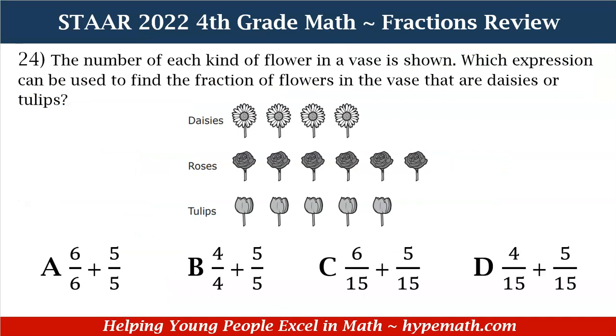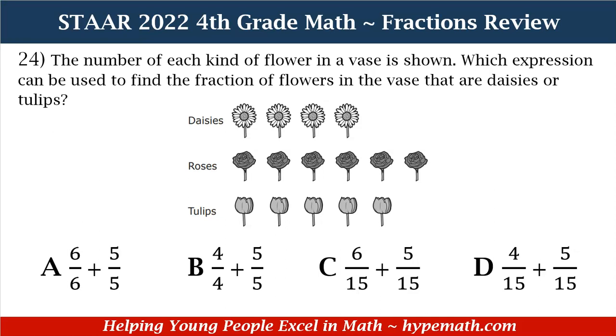Now let's move to question number 24. The number of each kind of flowers in a vase is shown. Which expression can be used to find the fraction of flowers in the vase that are daisies or tulips? And let's look at our picture. We see that we have 1, 2, 3, 4 daisies, 1, 2, 3, 4, 5, 6 roses, 1, 2, 3, 4, 5 tulips. So 4 daisies, 6 roses and 5 tulips. So all together we have 15 flowers.